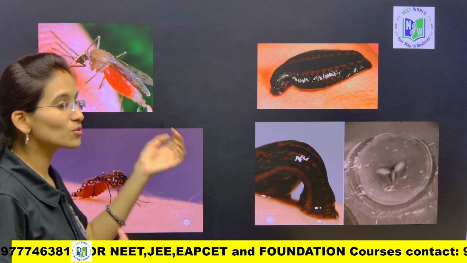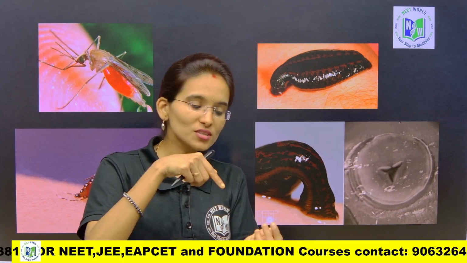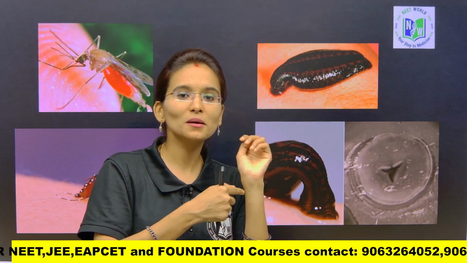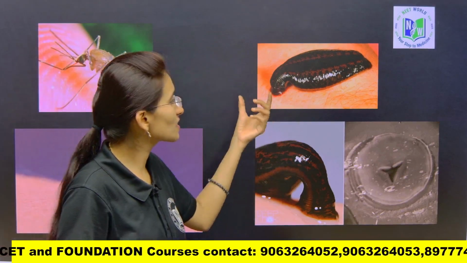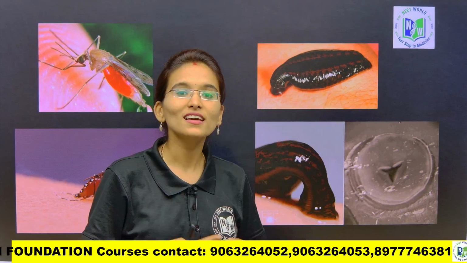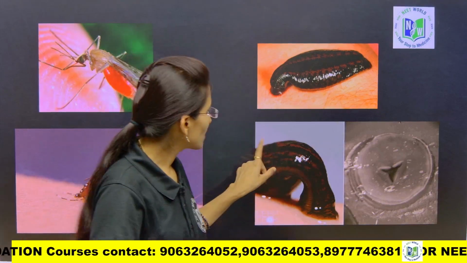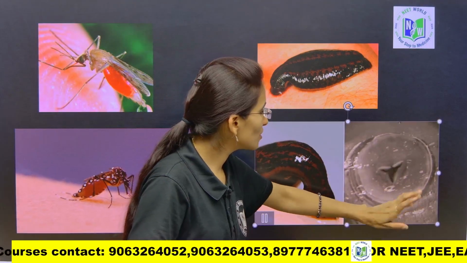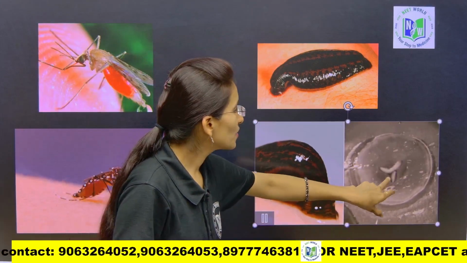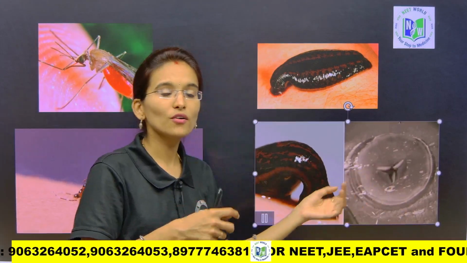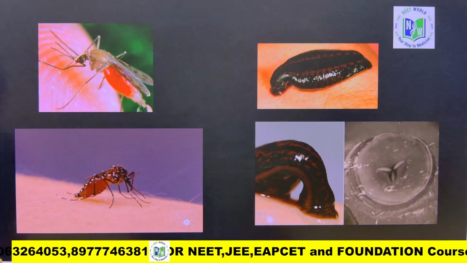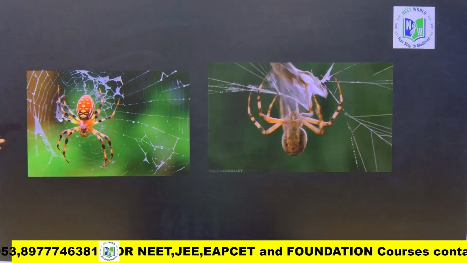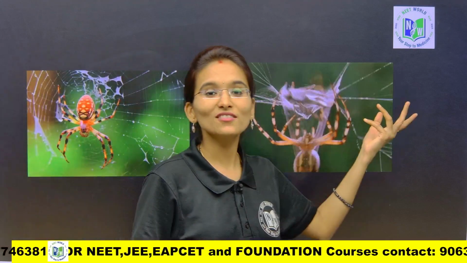In the mosquito it is going to inject its proboscis deeply into our skin to suck the blood from our body, and the leech is also going to perform the same thing. If you see this particular visual you are going to understand, with the help of this sucker it is going to suck the blood from our body. And next we are going to see the spider.